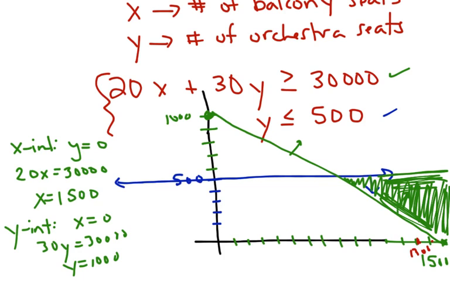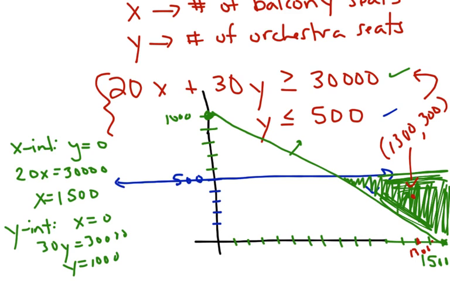So, for example, here's 1,300 right here, and this looks like it's about 300. So we'll maybe say this is 1,300 and 300. 1,300 balcony seats and 300 orchestra seats. If you plug those numbers in for X and Y into the money equation, you need to make sure that the answer you get is greater than 30,000. So any ordered pair that lies in that region is going to solve this system.